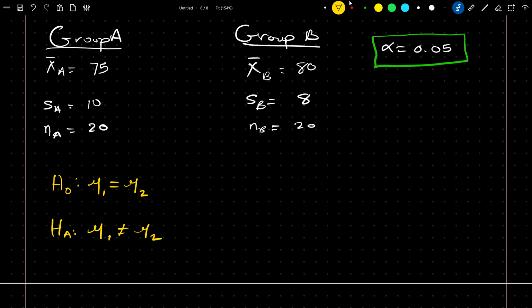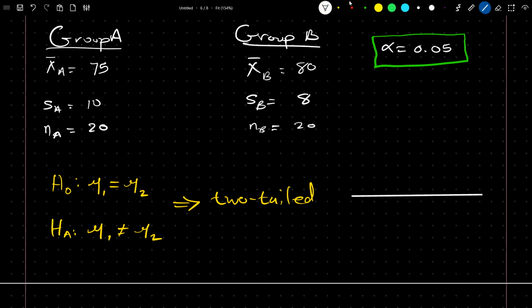Now, anytime you see where we have equals and not equals, we have a two-tailed test, as opposed to when we have less than or greater than. Anytime you see less than or equal to, or greater than or equal to, that's going to be your one-tailed test. The minute you see equal, not equal, we have a two-tailed test, which means that if we look at our distribution, we need to check the lower tail and the upper tail. So like this.